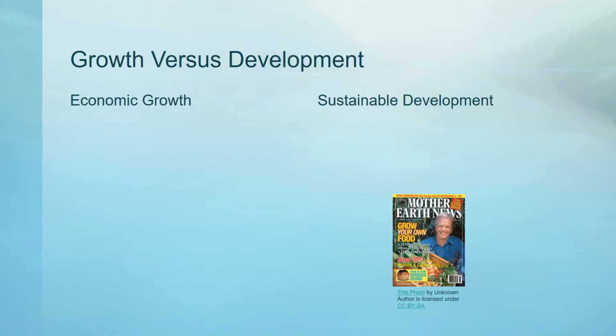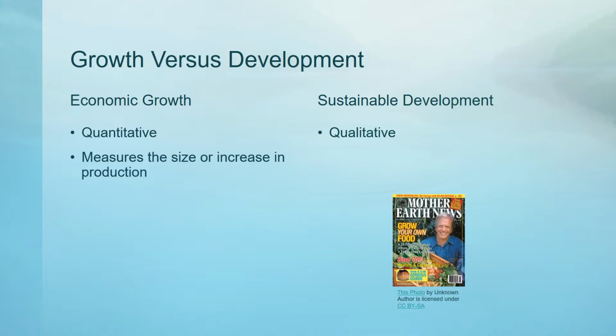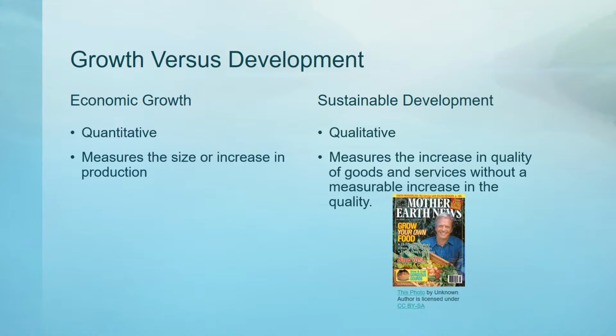So there's growth versus development, economic growth versus sustainable development. Economic growth looks at things as quantitative, and it measures the size or increase in production. We'll see that when we get to GDP, it doesn't matter how you calculate this stuff. Sustainable development, on the other hand, is qualitative. It measures the increase in quality of goods and services without necessarily a measurable increase in the quantity. So it's quality, better life.